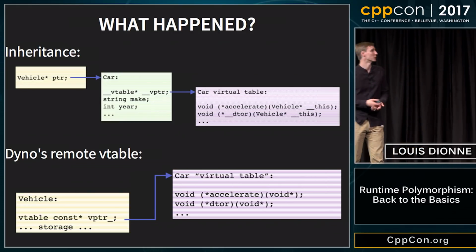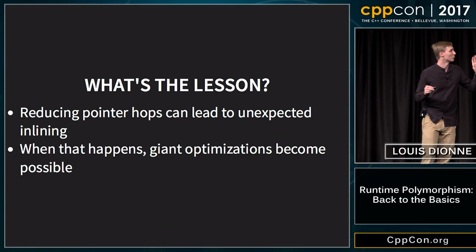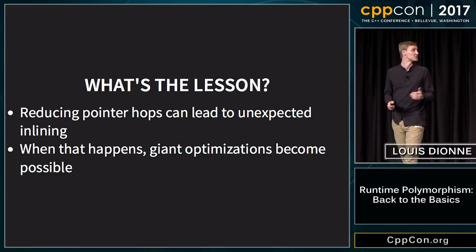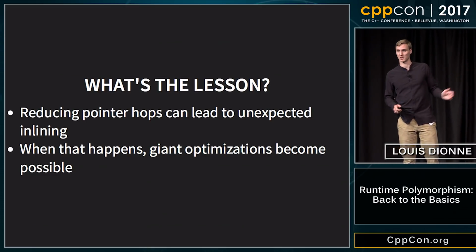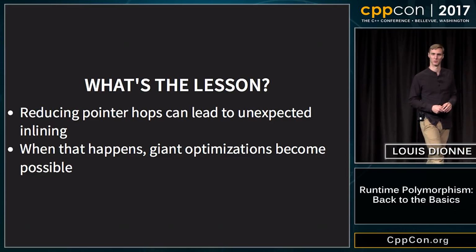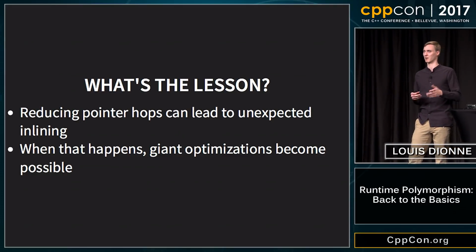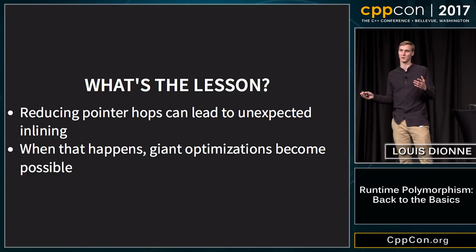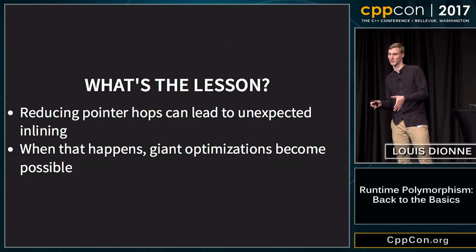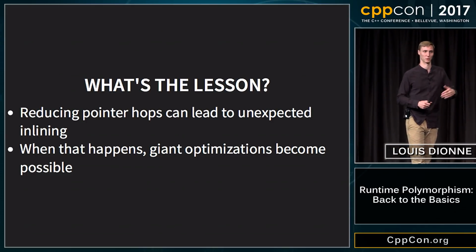I'm not a compiler engineer, but I think the lesson is just that, generally speaking, reducing pointer hops can lead to unexpected inlining, and when that happens, the gains could be crazy. And so, in a real-world system, you may or may not have a place where that could actually help. But if you do, you might be leaving lots of performance on the table. So it might be worth trying to play around with. Yeah.